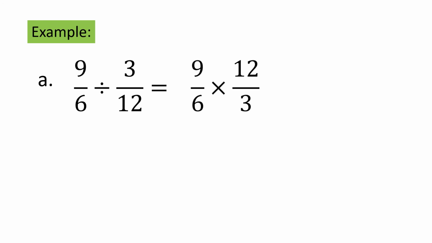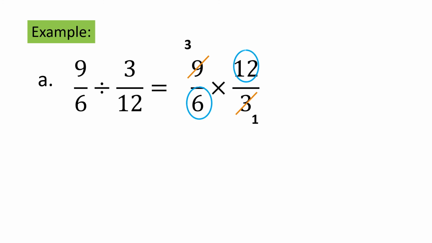So, gagawin natin kopyahin ang una, 9 over 6, times the reciprocal of 3 over 12, which is 12 over 3. Pag nagawa mo na yung unang step na yan, hanapin mo lang kung mayroon bang pwedeng i-cancel. So, for this case, pwede nating i-cancel ang common factors ng 9 and 3. Ang common factor nito ay 3, so i-divide natin ang 9 by 3, we'll get 3. 3 divided by 3, we'll get 1.